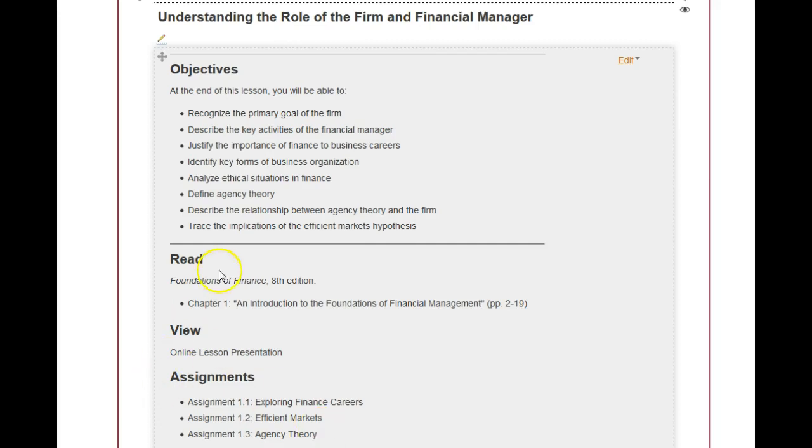And we look at 4 forms of business organizations, sorry, key forms. You're probably fairly tired of these right now. You have sole proprietorship, you've got partnerships, and you have corporations. And you will look at the differences, the advantages, and the disadvantages of those. We then look at ethical situations in finance, and these can be pretty hefty.